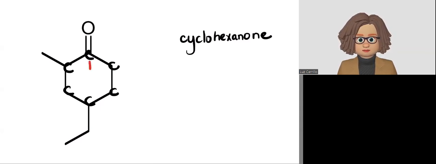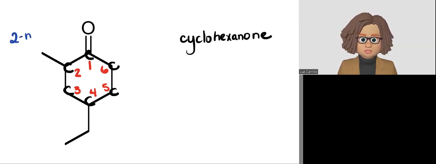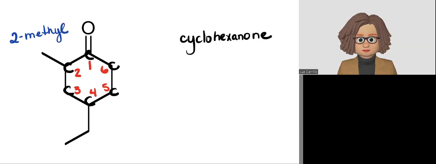So this is carbon 1. Next, we have to number our molecules clockwise or counterclockwise to determine the positions of the substituents present and give them the lowest number. So for this molecule, we have to go 1, 2, 3, 4, 5, 6. In this cyclohexanone, we have 2 substituents. At position 2, we have a methyl. At position 4, we have an ethyl group.